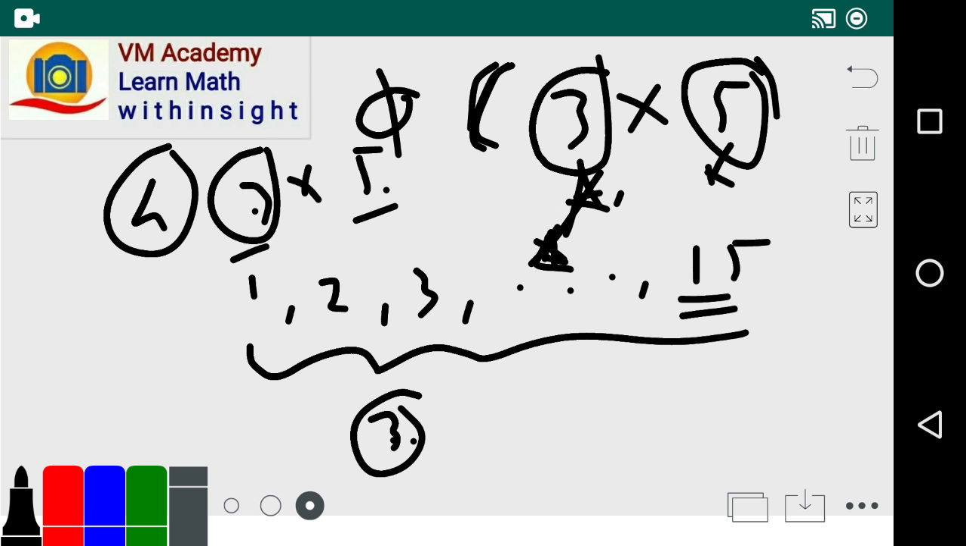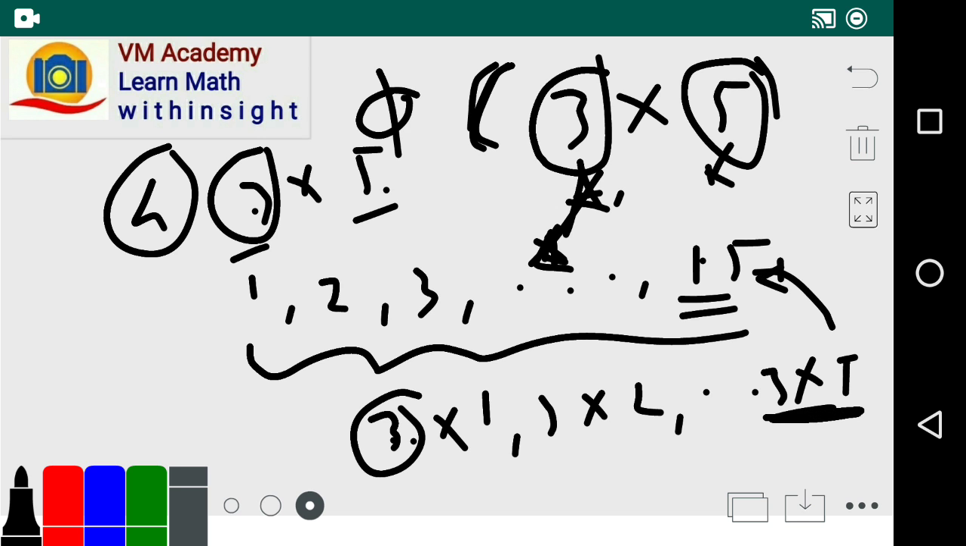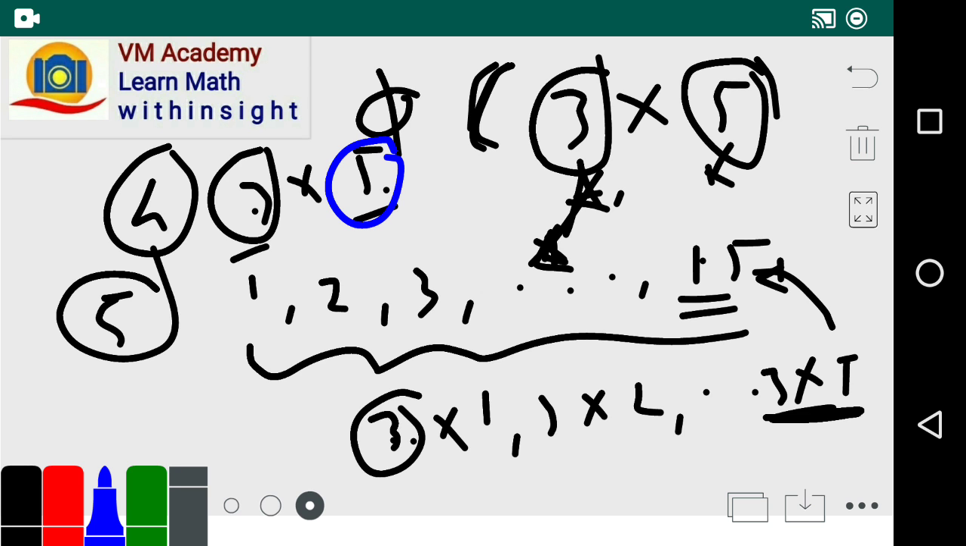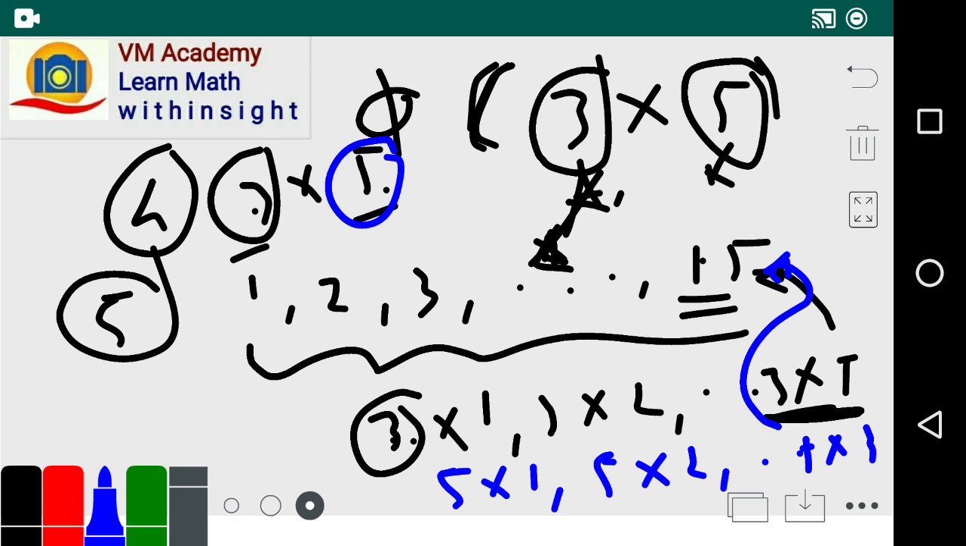So how many such numbers are there, friends? 3 into 1, 3 into 2, and so on up to 3 into 5, which is the last number. There are 5 numbers that are not co-prime. Similarly, how many numbers are multiples of the second factor, 5? 5 into 1, 5 into 2, 5 into 3, and 5 into 3 is the last number. So there are 3 numbers, friends.